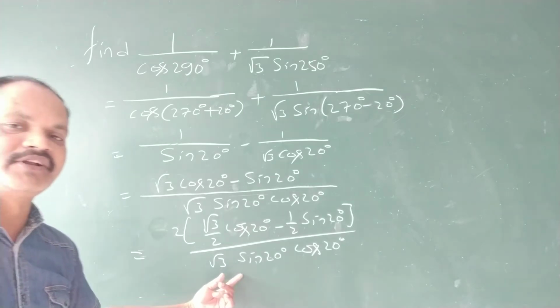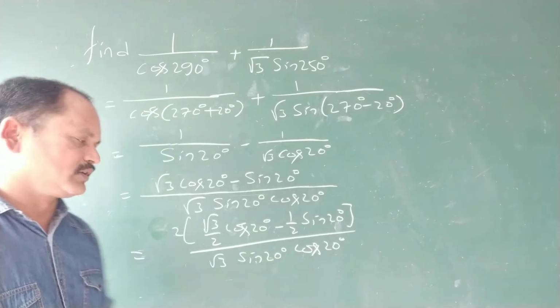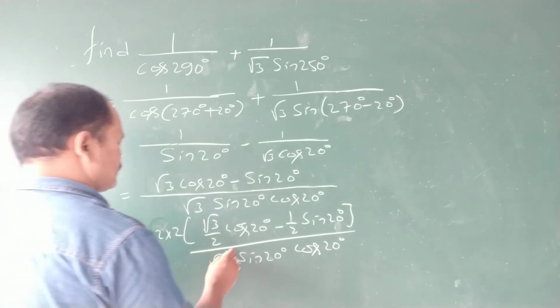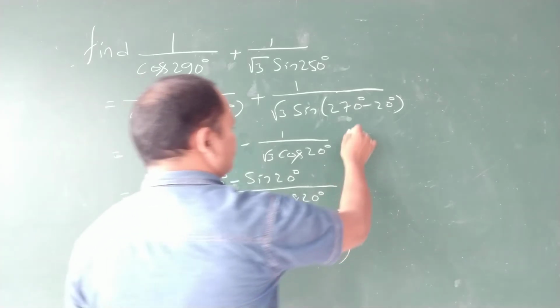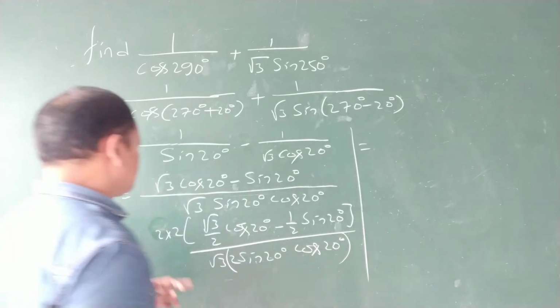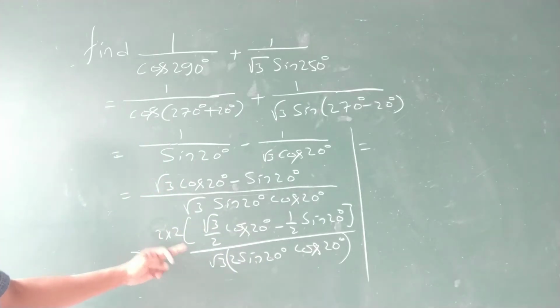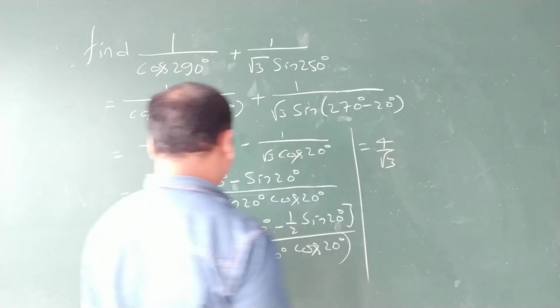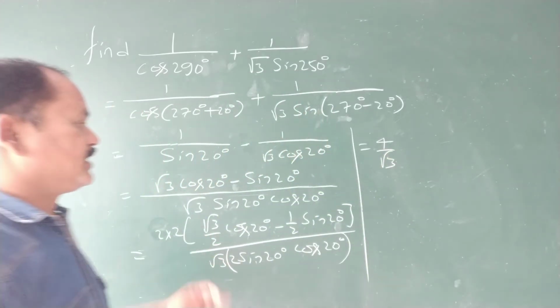Again for the denominator also divide and multiply by 2. That's why here it is 2, here it is 2. That's why from this we have to write: 2 into 2, 4, 4 by root 3 is common. Now here this can be written.